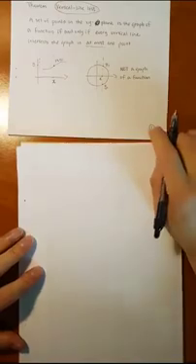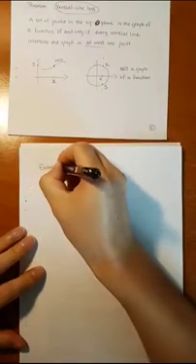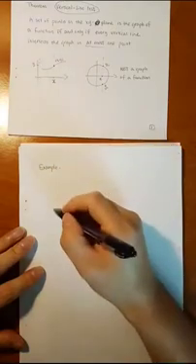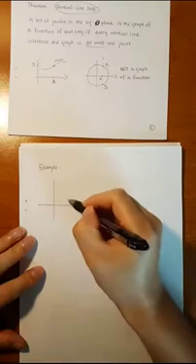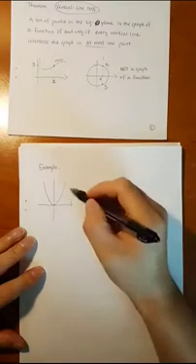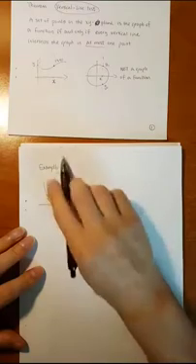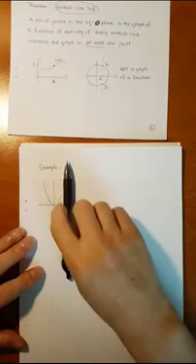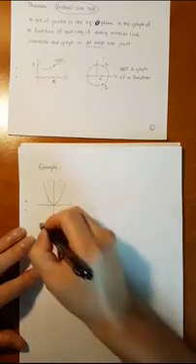Let's see more examples. If, for example, we have this graph, and we just draw the vertical line, you will see that whenever you have a vertical line, you will have just one intersection. So this is a graph of a function.